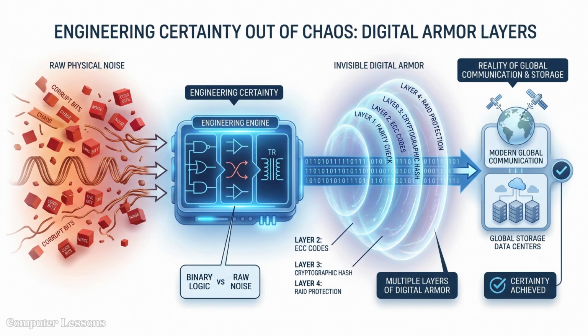Every bit of information you send across the planet is protected by these layers of invisible digital armor. The battle between raw physical noise and structured binary logic is a core part of computer science. Engineering this certainty out of chaos is what makes modern global communication and storage a reality.